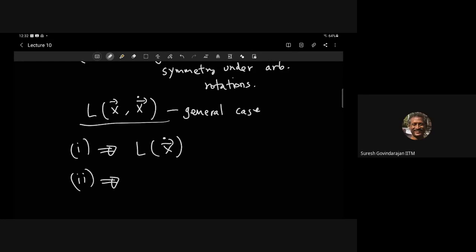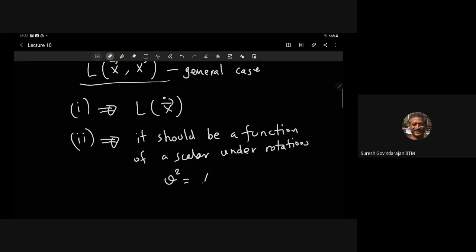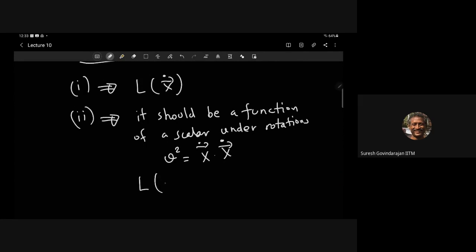What is phi? It should be a function of mod x dot. Yeah, mod x is not an analytic function. So it should be a function of a scalar. So let us look at v square, which would be x dot dot. It can't be a vector function. So L has to be a scalar. Then L is a function of v square. And remember, I'm not taking v because v involves a square root, or as somebody said, mod. So it has to be a function of v square. So isotropy and homogeneity imply that L should be only a function of v square for a free particle.